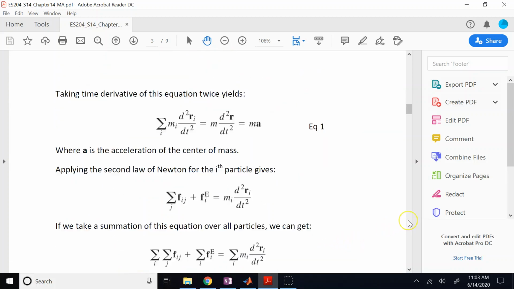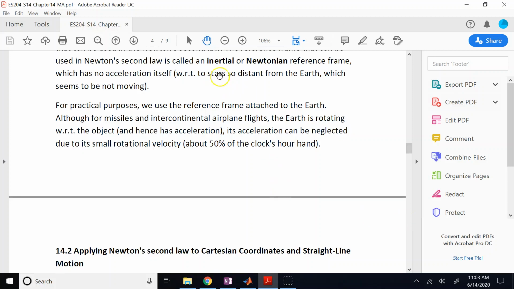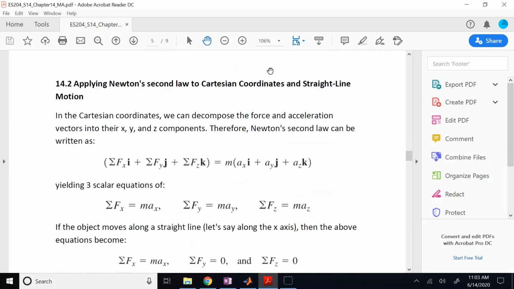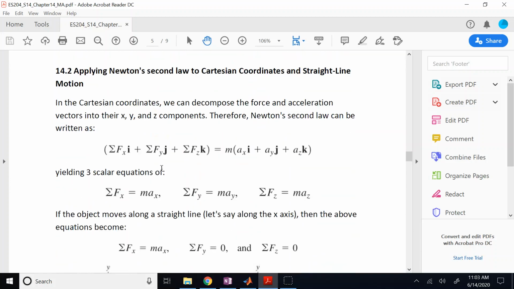And we also learned that the acceleration that we should measure is always with respect to an inertial, or what we call Newtonian, reference frame, which does not have acceleration itself. So now, throughout the rest of this chapter, we assume that the mass is constant, and so in sum F equals ma, we can decompose F, and we can decompose a along any set of axes that we desire.